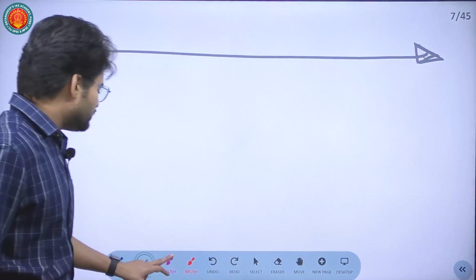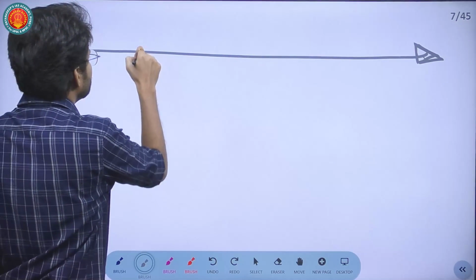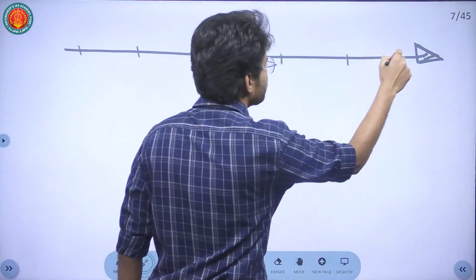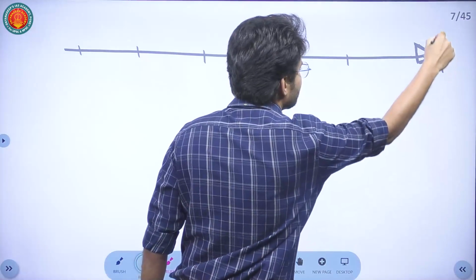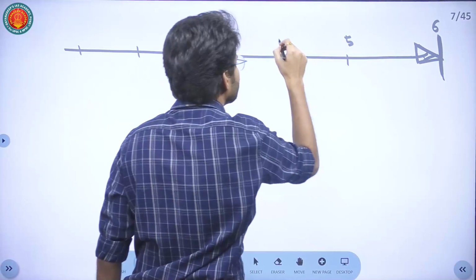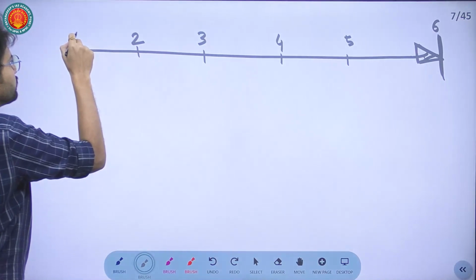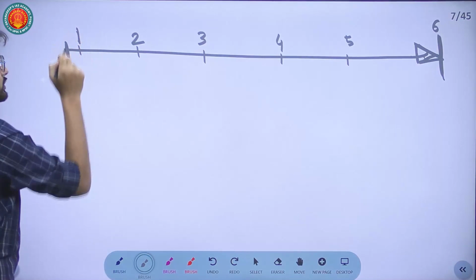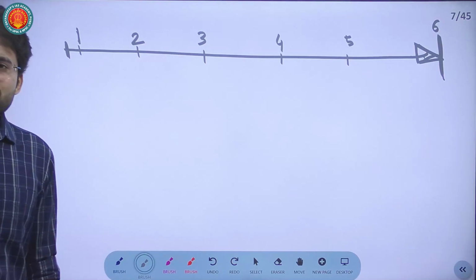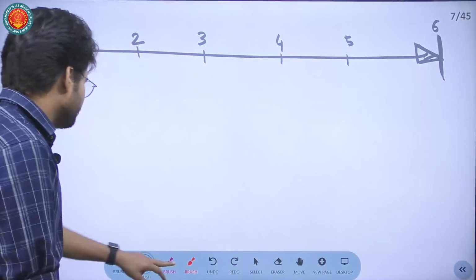Let's say, for example, 1, 2, 3, 4, 5, and this will be the end, the 6, let's say. 6, 5, 4, 3, 2, 1. This was the start of the society, right? According to Marx, there are a total of 6 stages in the evolution of society.